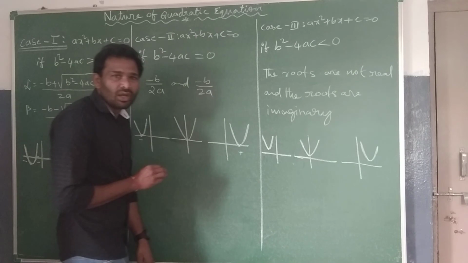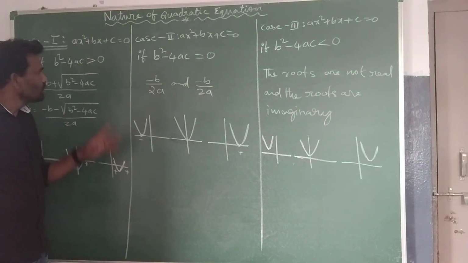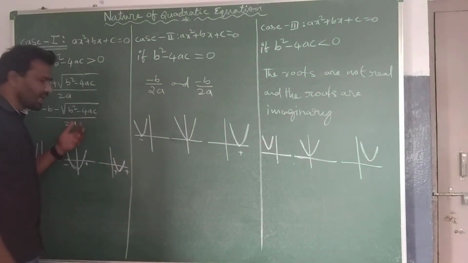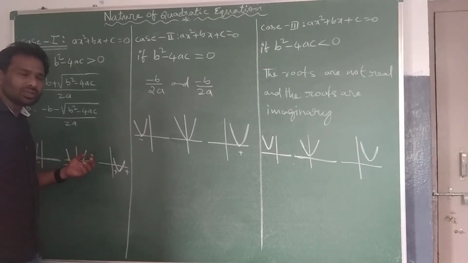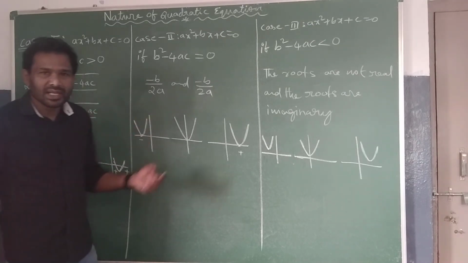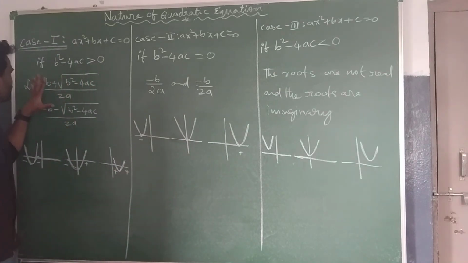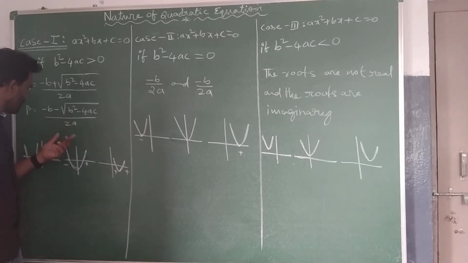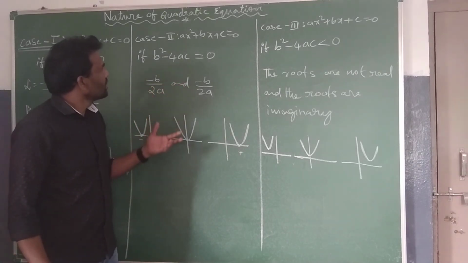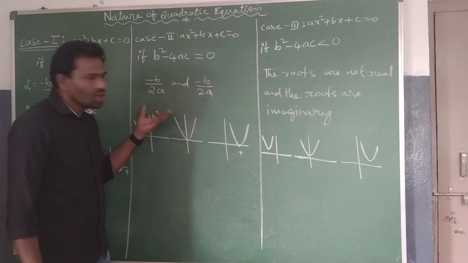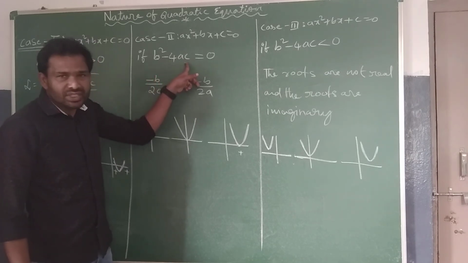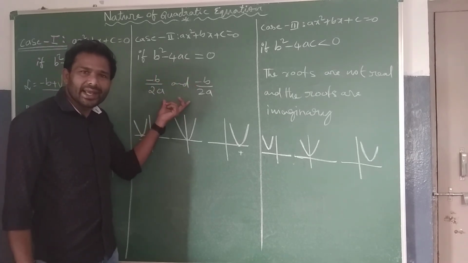By using this nature of the quadratic equation, we can analyze whether the roots are real roots, equal roots, or imaginary. So in the first case we got two real roots: minus b plus or minus root b square minus 4ac by 2a, and the graphs will look like this. In the second case we got b square minus 4ac equal to 0. As per this condition, we write two equal roots.